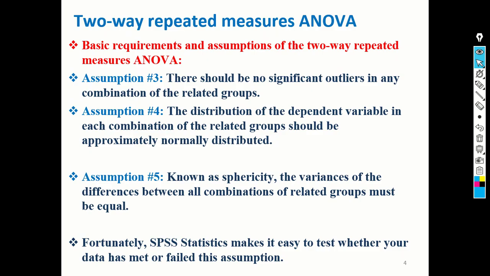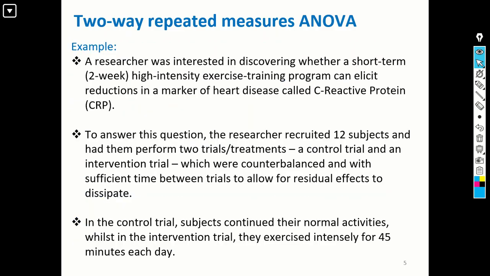Thus, what is special compared to one-way repeated ANOVA is that in two-way repeated measures ANOVA we have two independent predictor variables, each having at least two related categories. So we have another example, the same as the previous one but with an additional predictor variable. A researcher was interested in discovering whether a short-term, 2-week, high-intensity exercise training program can elicit a reduction in a marker of heart disease, called C-reactive protein. To answer this question, the researcher recruited 12 individuals and had them perform two types of trials, treatments.